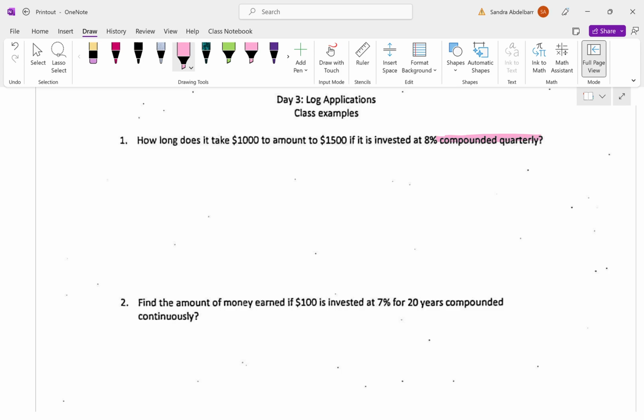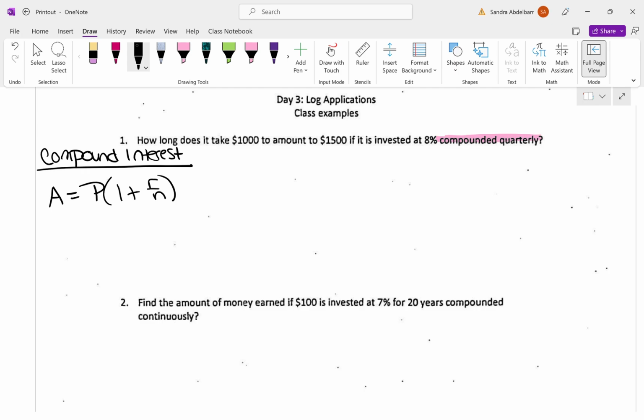So which formula do we use? The compound interest formula. And the compound interest formula is A equals P times the quantity 1 plus R over N, raised to the NT power.